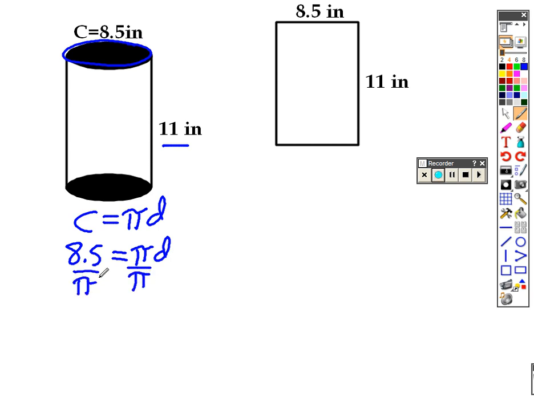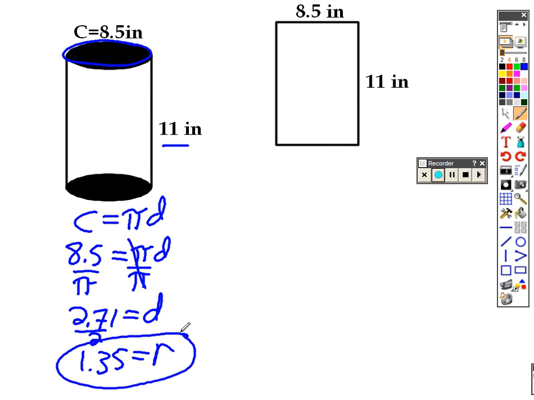If we divide both sides by pi, we get 2.71 equals my diameter. Well, remember, we don't want the diameter, we want the radius, so we're going to cut this in half. We take 2.71 divided by 2, and we get 1.35 equals my radius. Now that we have our radius, we can find the area of the circle at the top.